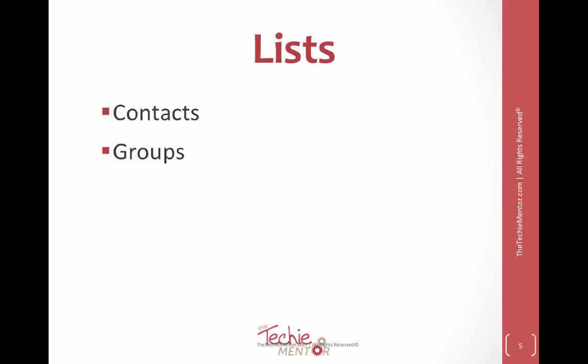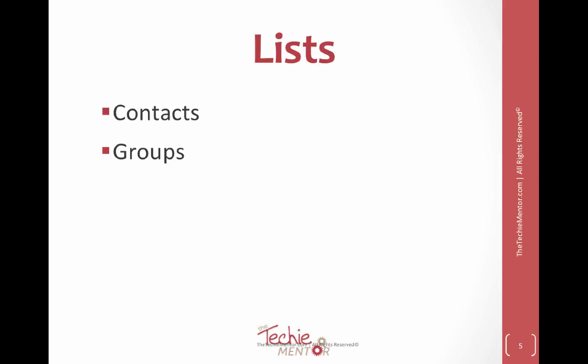So within MailChimp, you actually segment people into lists. Remember, everyone's a little bit different. ConvertKit and Infusionsoft don't use lists, but MailChimp does, and that's the way that it segments. Lists are basically made up of contacts, which are also called subscribers. And then you can also create groups. Groups are a way to group like subscribers or contacts, whatever you want to call them, together.